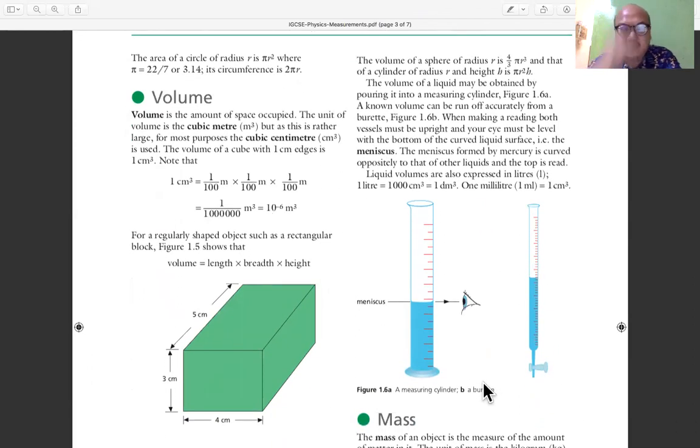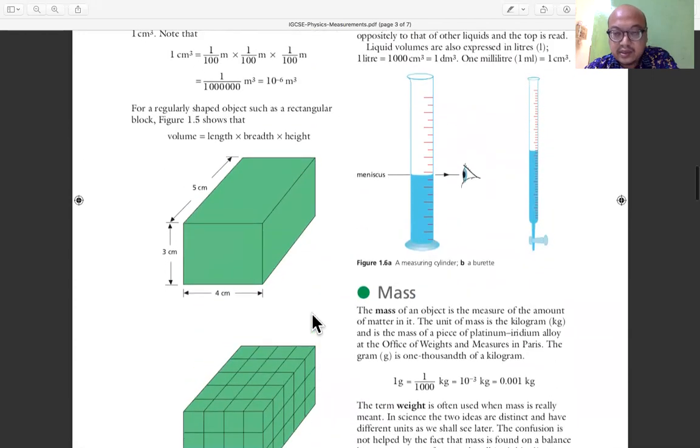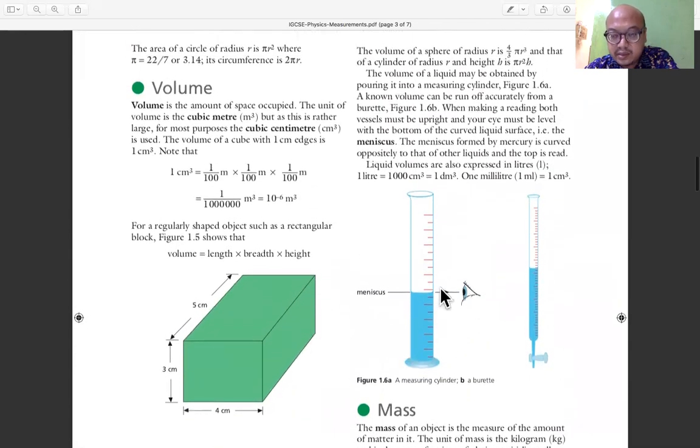Volume is just the multiplication of length, breadth, and height. Then this is about meniscus observation, still the same. Our eyes must be in line, perpendicular with the surface of this cylinder. This is the correct one.